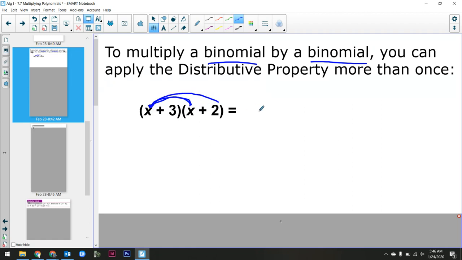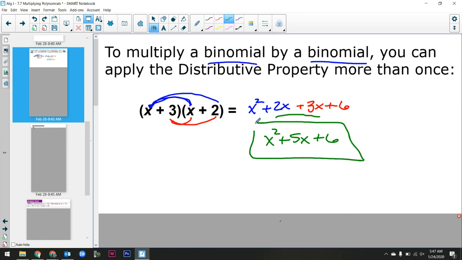So x times x would give me my x squared, and then x times 2 would be 2x. And then I'm going to do the same thing. Now watch, I'm going to put this in a different red, and I'm just going to make my little arrows underneath it. 3 times x would be 3x. 3 times 2 would be 6. And now I just combine any like terms. Take a look, these middle two terms are like terms, right? So my final answer would be x squared plus 5x plus 6. Make sure all answers are in standard form.